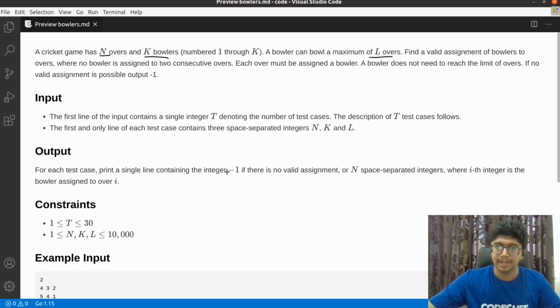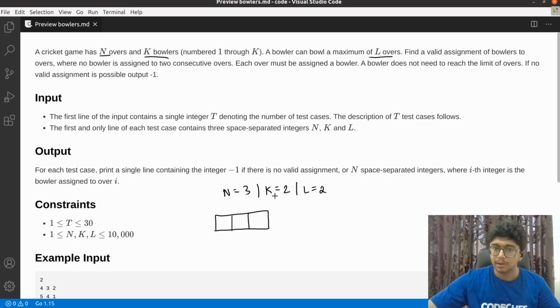Let's take an example over here. Let's say the value of n is 3. I have been given 2 bowlers, and the maximum number of overs each of these 2 bowlers can bowl is 2, say for example. First of all, can you form a valid assignment of bowlers to overs? Yes, it is possible. Why? Because in this match I have 3 overs and 2 bowlers, so let's say I am assigning the first over to the first bowler. Now the second over cannot be bowled by bowler 1 because that will be 2 consecutive. So I have bowler 2 who is bowling the second over. Now I can assign bowler 1 over here because the limit is 2.